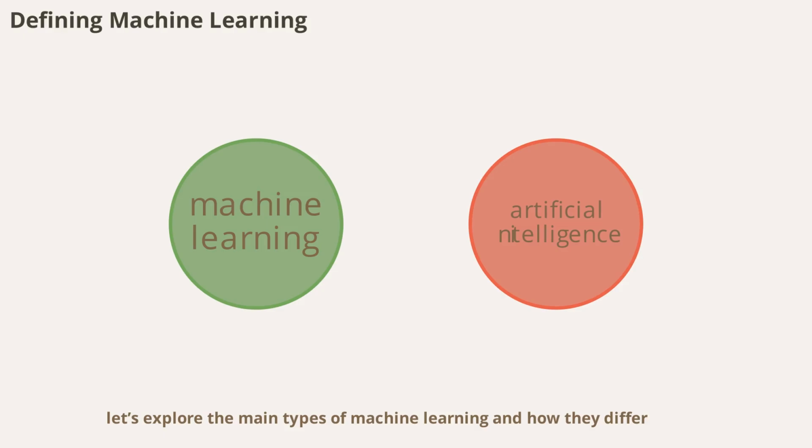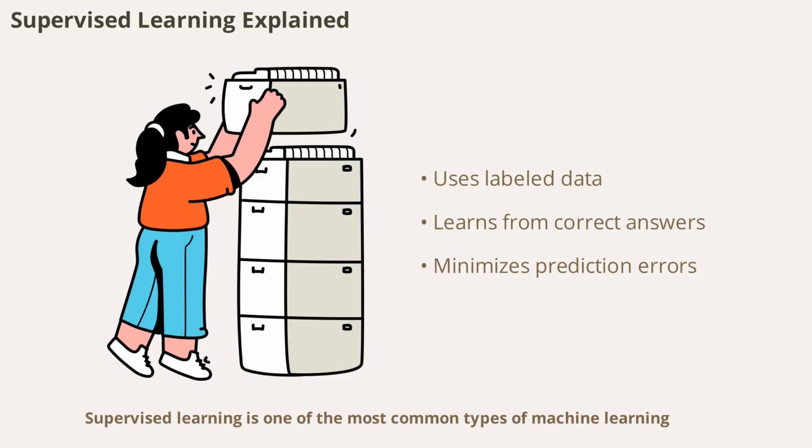Now, let's explore the main types of machine learning and how they differ. Supervised learning is one of the most common types of machine learning. In this approach, algorithms are trained using labeled data, which means each example in the dataset comes with the correct answer. Think of it like a teacher guiding a student with the right solutions. The algorithm learns by comparing its predictions to the actual answers and adjusting itself to minimize errors. This method is widely used for tasks like image recognition, spam detection, and predicting house prices. Supervised learning is powerful because it leverages known outcomes to improve accuracy over time.